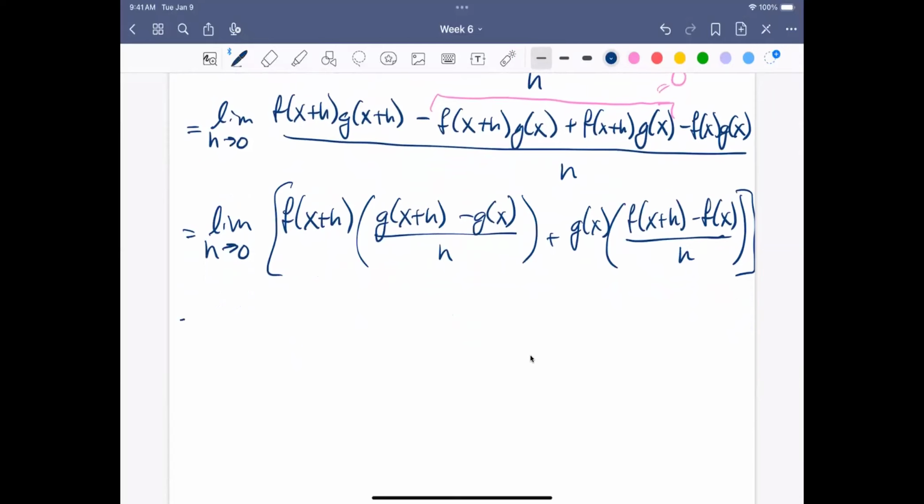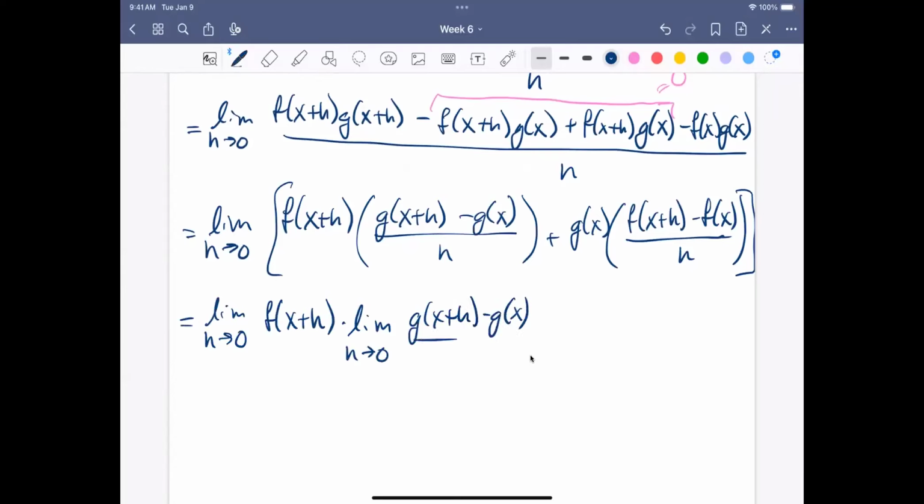So now I can split up my limit. Take the limit of f of x plus h times the limit of g of x plus h minus g of x all over h, plus a limit of g of x times a limit of f of x plus h minus f of x over h.